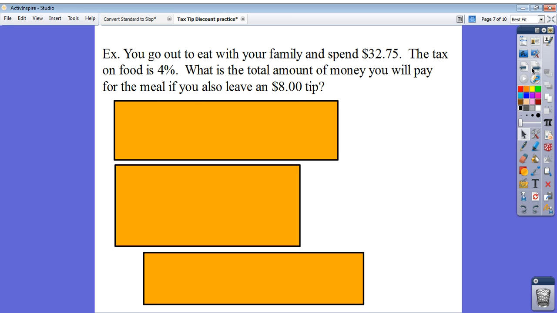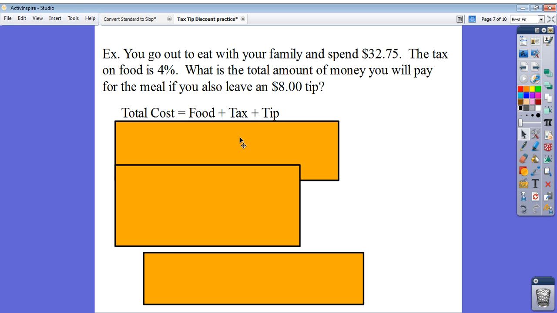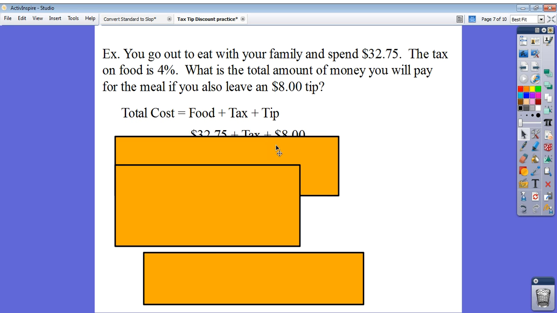Let's do one more example. You go out to eat with your family and spend $32.75. The tax on food is 4%. What's the total amount of money you will pay for the meal if you also leave an $8 tip? Okay, I'm talking about a total cost here, so I know I'm going to have to add up a bunch of things. What I need to add up is the price of the food plus the amount I'm paying in tax plus the tip.